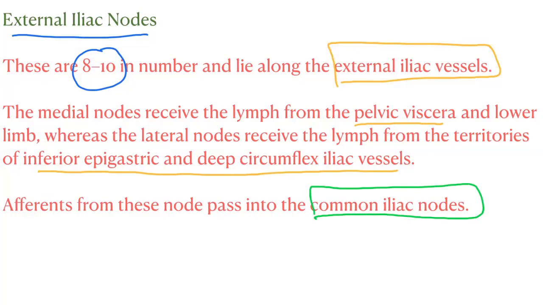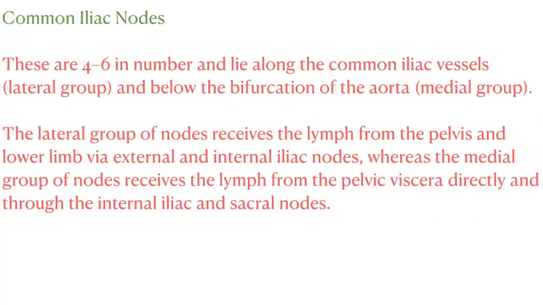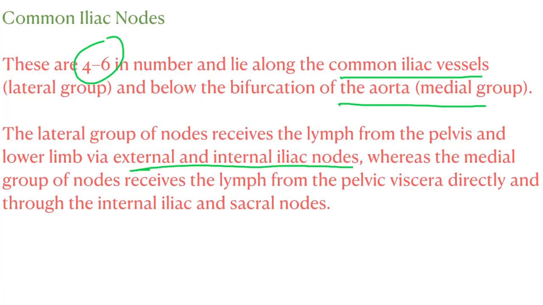So external iliac nodes form common iliac nodes. Coming to the common iliac nodes, these are 4 to 6 in number and lie along the common iliac vessels and below the bifurcation of the aorta. The lateral group of nodes receive lymph from the pelvis and lower limb via external and internal iliac lymph nodes, whereas the medial group of nodes receive lymph from pelvic viscera directly and through internal iliac and sacral nodes.